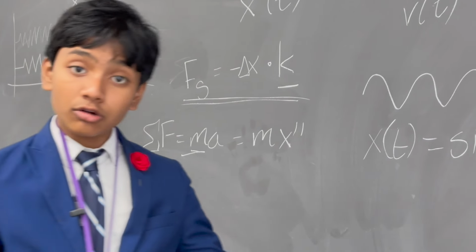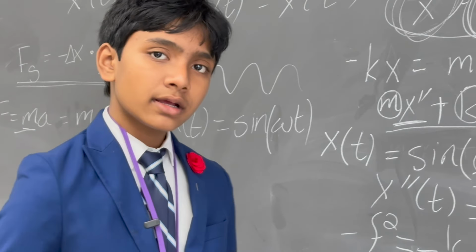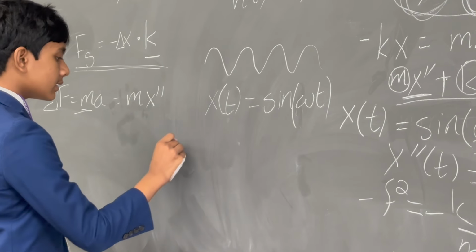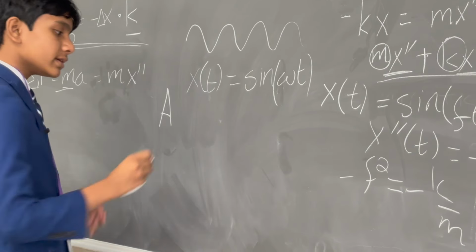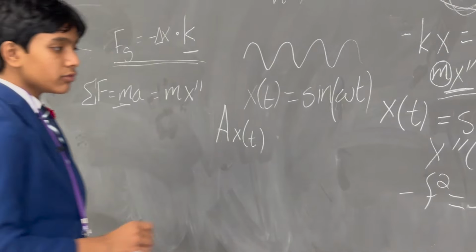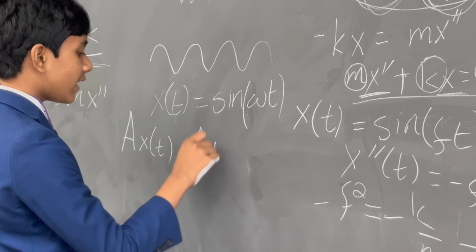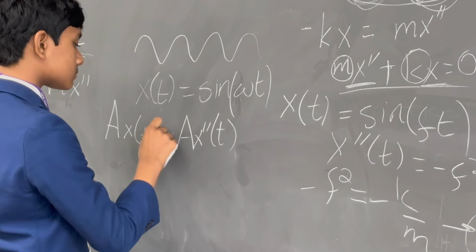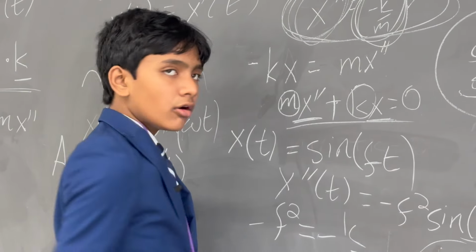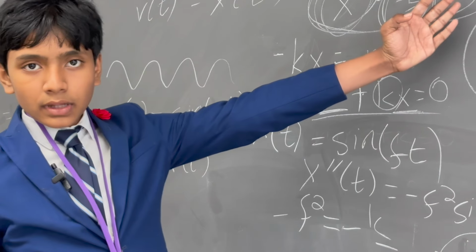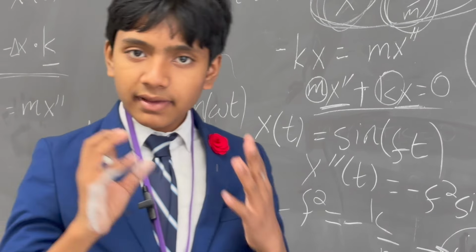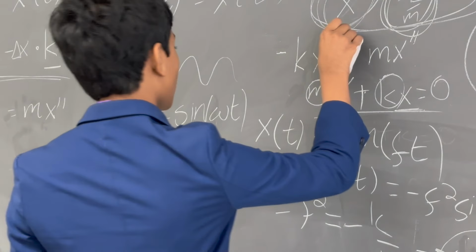Well, actually, no. We can add some more to it. One thing you may have noticed is that if I multiply some constant A by x of t, then the second derivative of it will also be multiplied by the same factor. Which means in this proportionality relation, we can multiply x and x double prime by any constant we want, and it's still going to work.